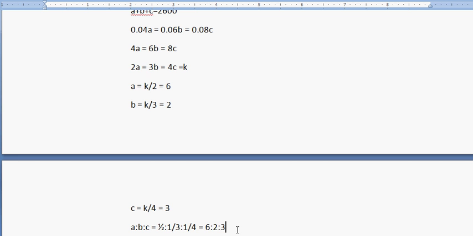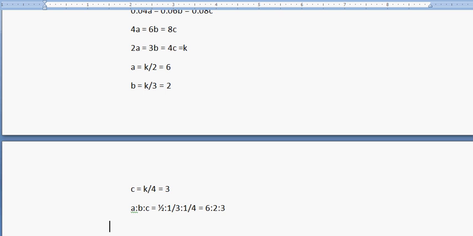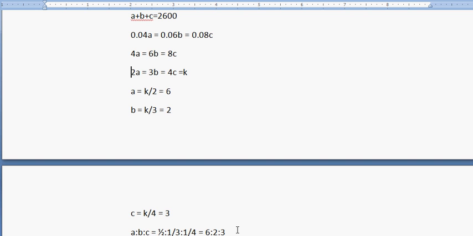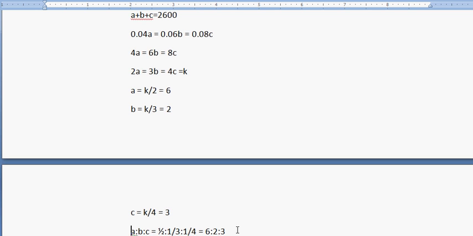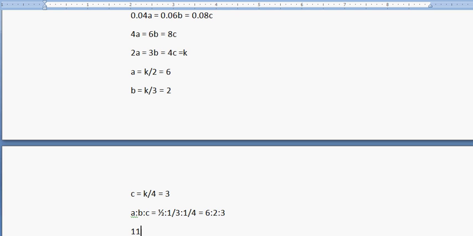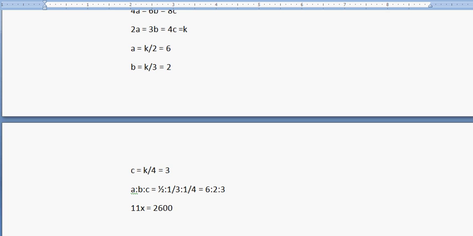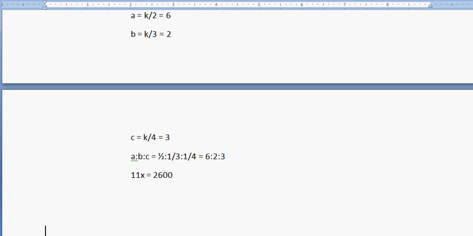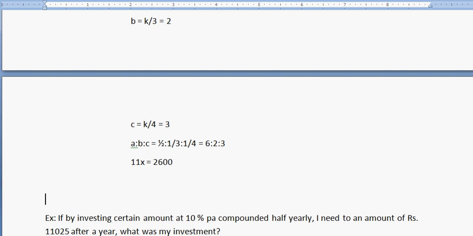So this is the ratio of A, B and C, which means we can say A is equal to 6x, B is equal to 2x and C is equal to 3x, and A plus B plus C is equal to 2600. So 6x plus 2x is 8x, 8x plus 3x is 11x, which is equal to 2600, right? And thus we can find x and thus A, B, C. So this is how we do this question. This is again a simple question.